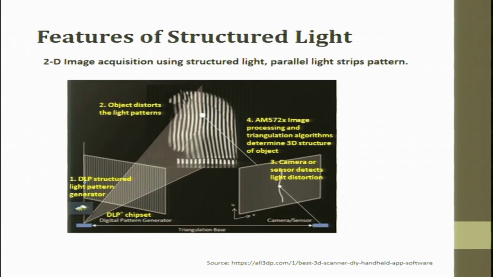You see a DLP structured light pattern generated. The light goes from here and the DLP pattern is generated, then the object distorts the light pattern, and the camera or sensor detects the light. Then image processing and the triangulation algorithm determine the 3D structure of the object. So, this is how structured light works for non-contact scanning.